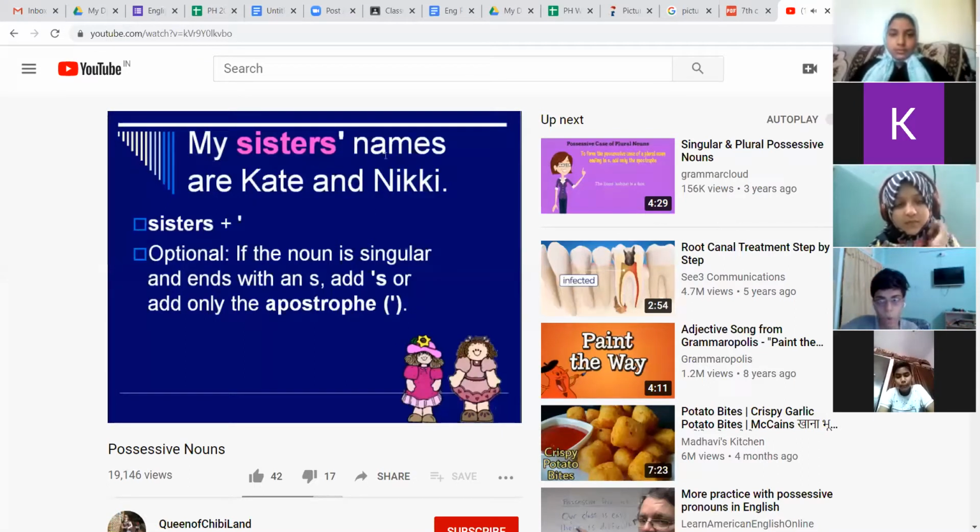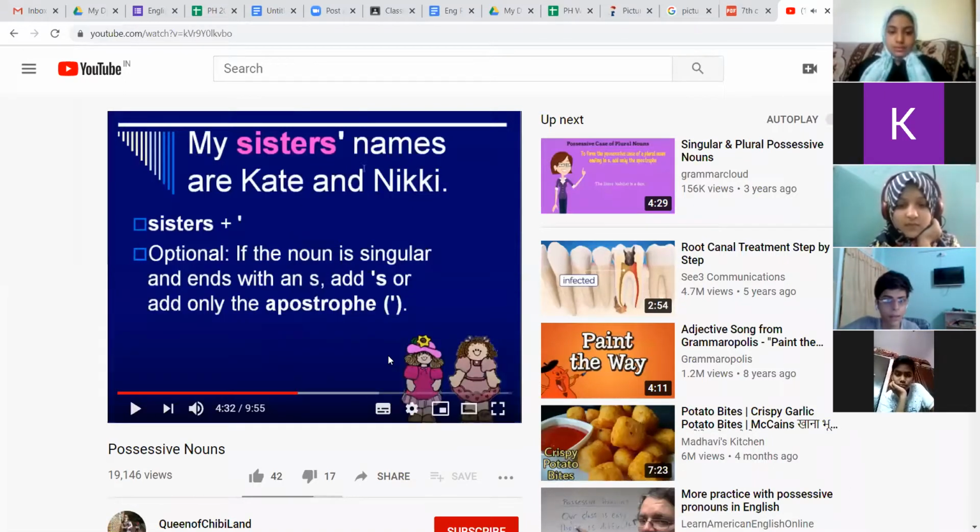My sisters' names are Kate and Nikki. Okay, so this is a key one. Now you need to clearly understand this. My sisters' names are Kate and Nikki. We are talking about plural because there are two people here, right? Kate and Nikki. We are talking about two sisters. We are talking about their names, which is already a plural. Now what do we do here?